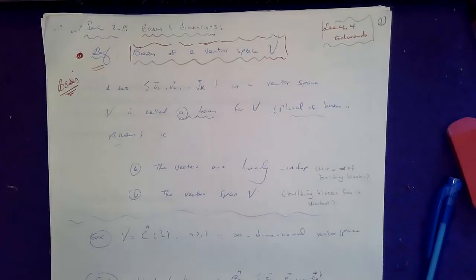Section 2.9, Bases and Dimensions in Lay's textbook, which happens to be section 4.4 in Edward's textbook. What's a basis of a vector space?